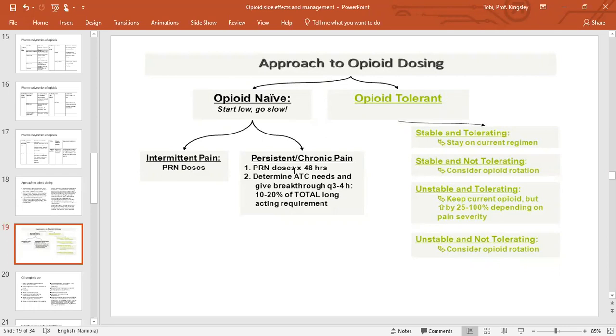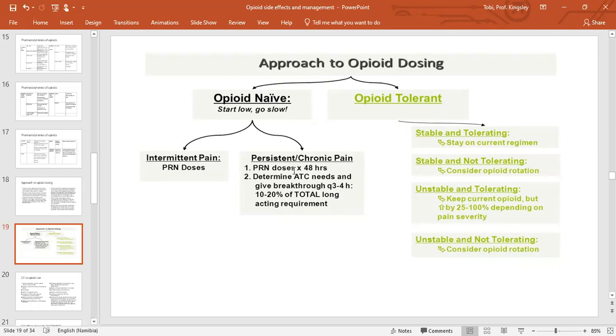For opioid tolerant groups, they are stable, they tolerate whatever I give them. So the important thing is that you need to know the effective dose they are on and start the patient on the current regimen. So if the patient has been on 100 milligram tramadol before now, I think it's better for those opioid tolerant groups to start that. There's no need of going lower, because it won't work. So you start on the regimen that the patient has been on.